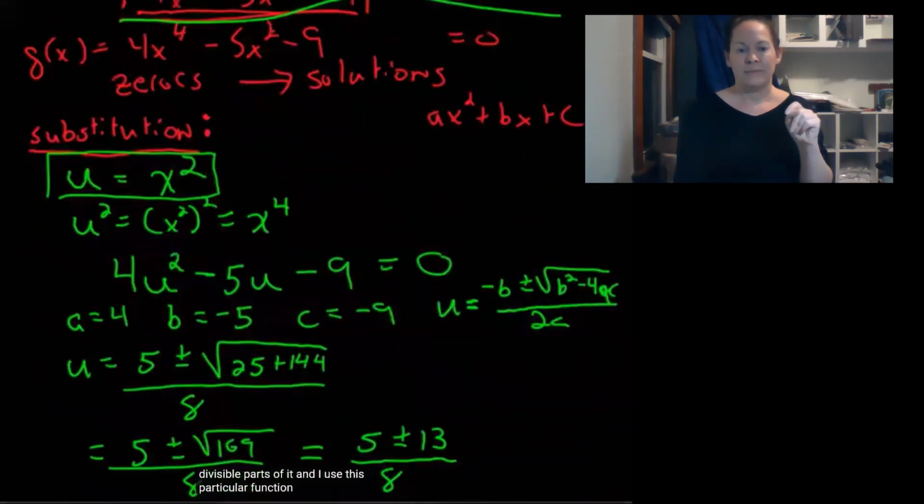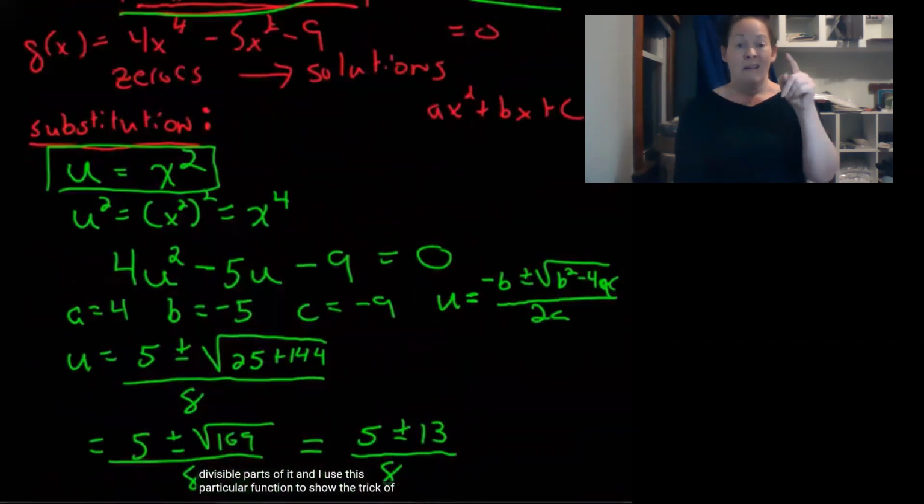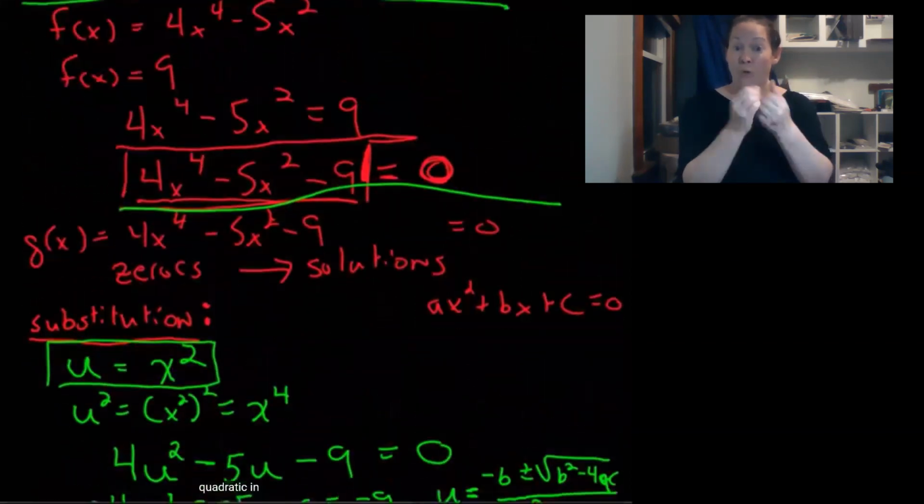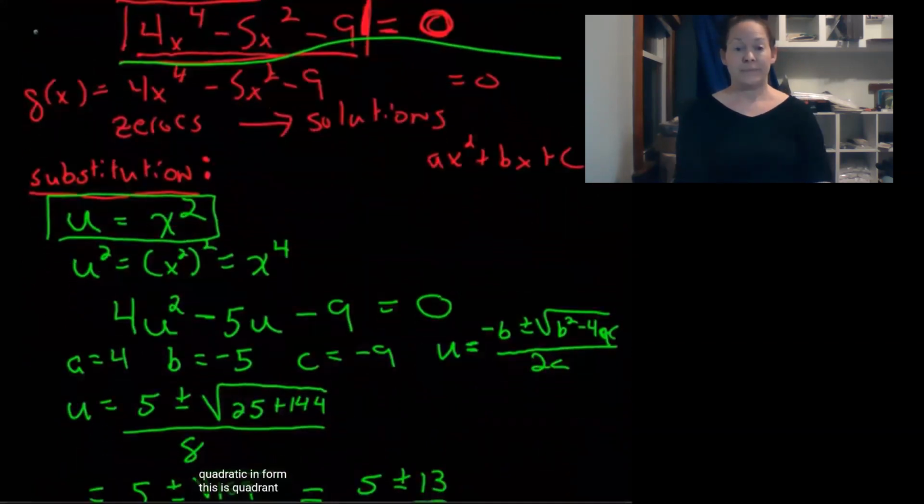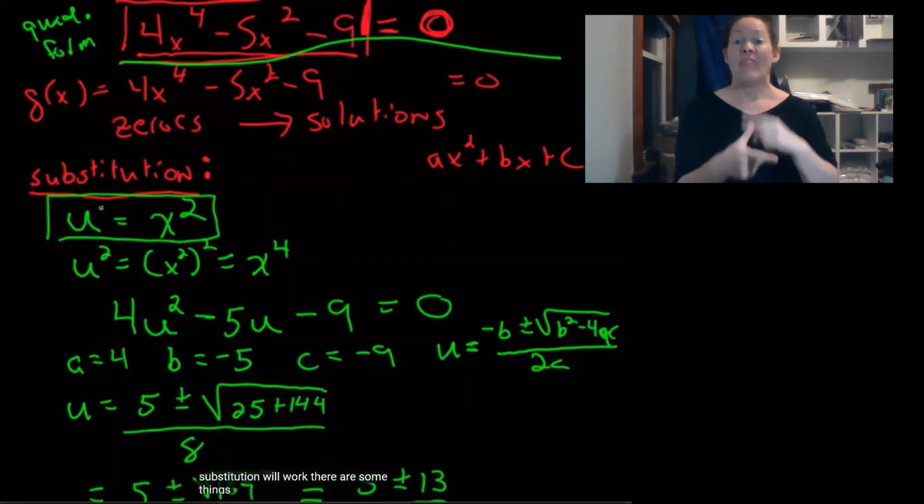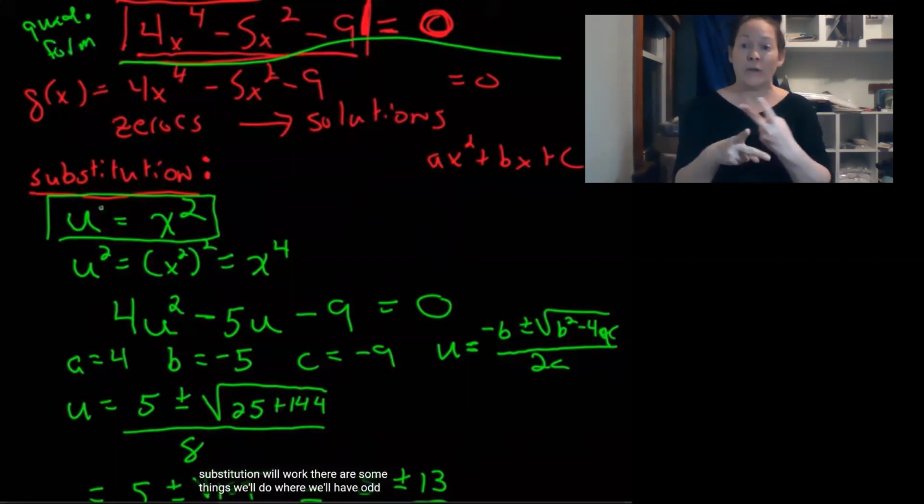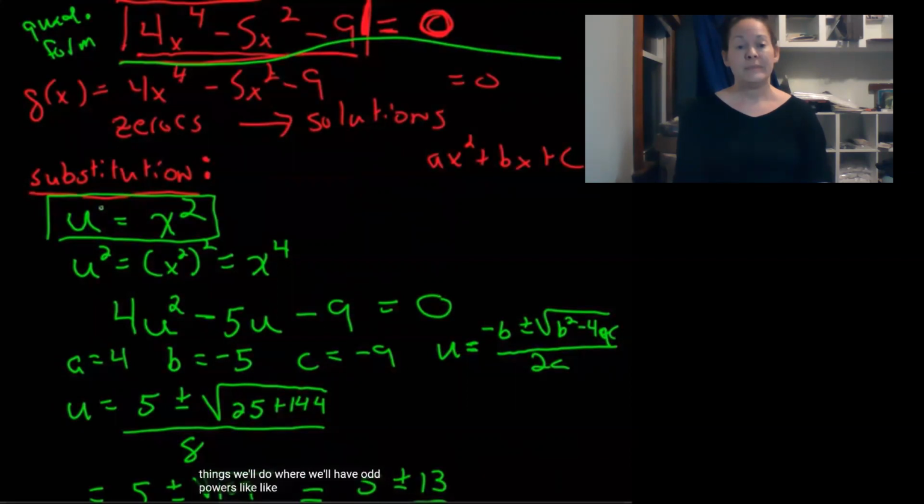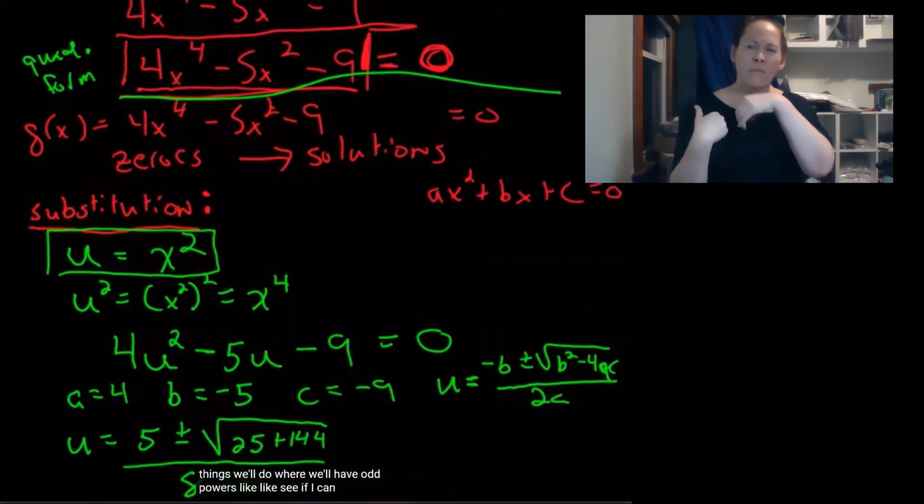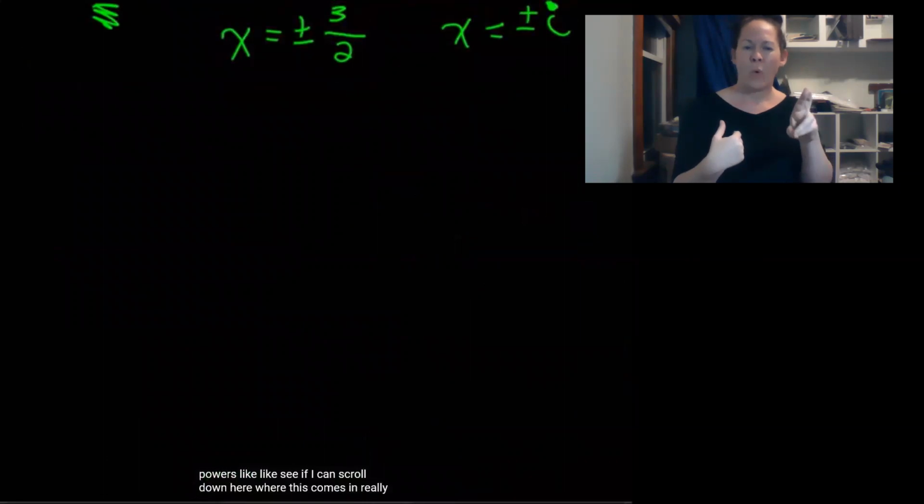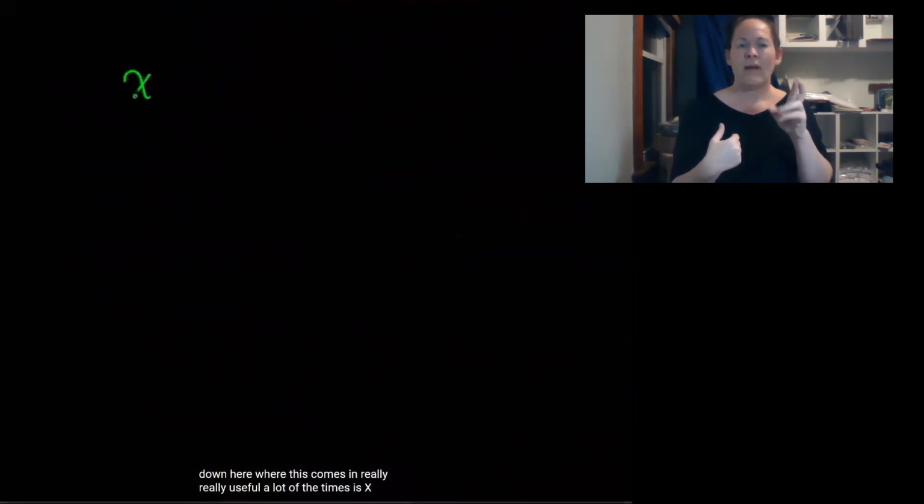And I use this particular function to show the trick of quadratic in form. This is quadratic in form. And substitution is how we do that. The substitution will work. There are some things we'll do where we'll have odd powers, like, let's see if I can scroll down here. Where this comes in really, really useful a lot of the times is x to the, let's see, let me see if I can remember one here.